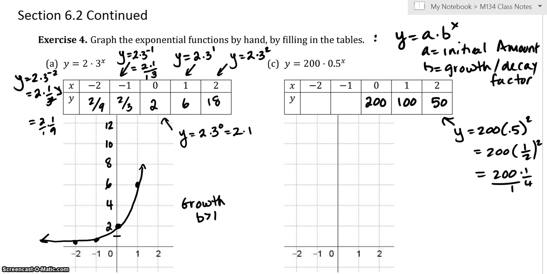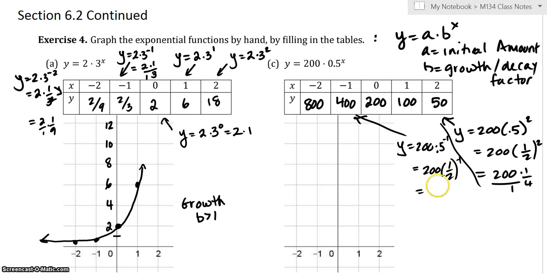So plugging in a negative 1, this would be 400, and this would be 800. I know the growth factor is 2. Again, seeing one of these, you would get y equals 200 times 0.5 to the negative 1. That's kind of weird to do. Again, you could just use your calculator, but I'm going to say it's 200 times 1/2 to the negative 1. If you remember in our exponent sections, that flips that, doesn't it? So that's why it is 400.